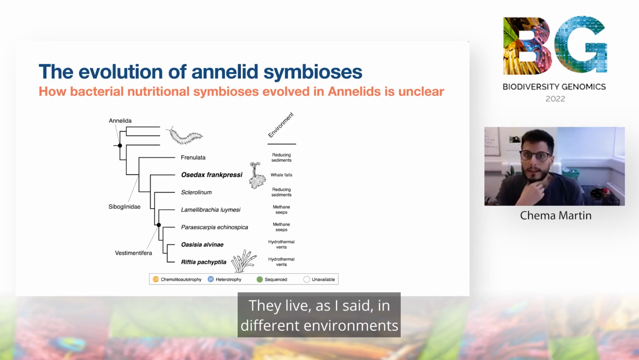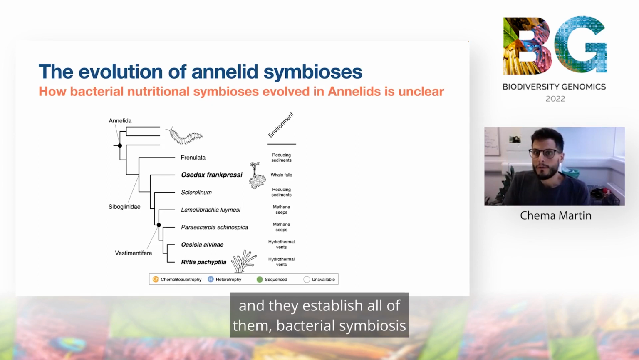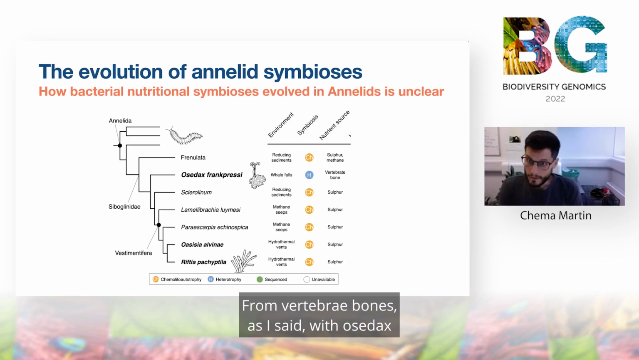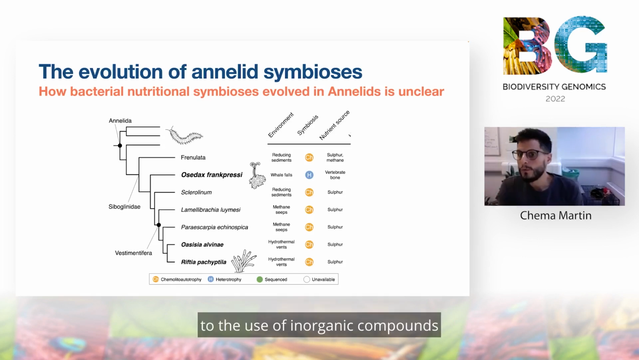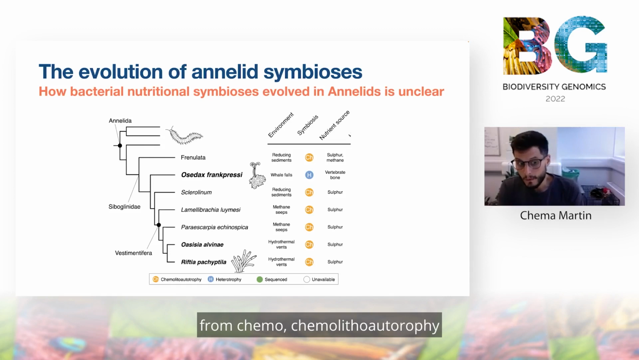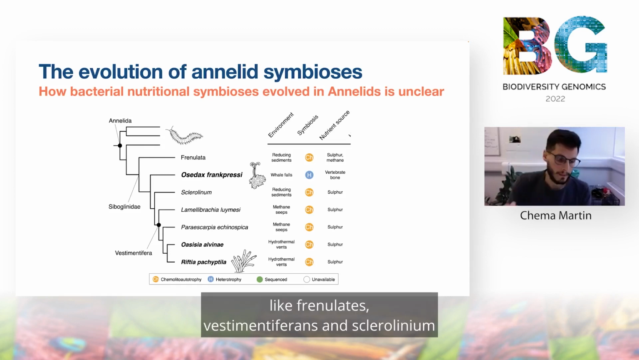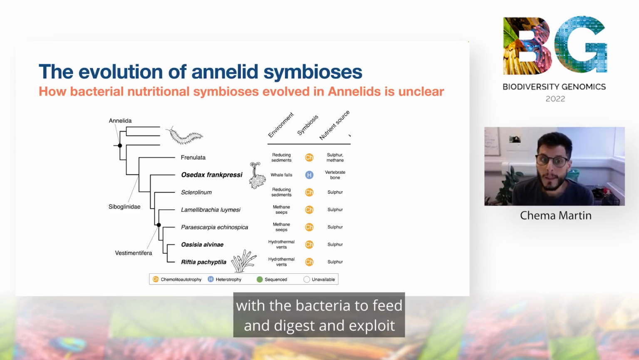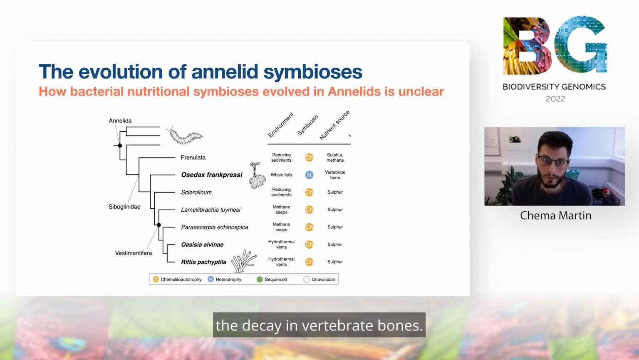They live, as I said, in different environments, and they all establish bacterial symbiosis that exploit different nutritional sources, from vertebrate bones, as I said with Osedax, to the use of inorganic compounds like sulfur and methane to produce organic compounds. Therefore, they also exhibit diversity in the kind of nutritional interactions that they establish with the bacteria, from chemolithoautotrophy, like frenulates, vestimentiferans, and Sclerolinum, to the typical heterotrophy that Osedax established with the bacteria to digest and exploit the decaying vertebrate bones.